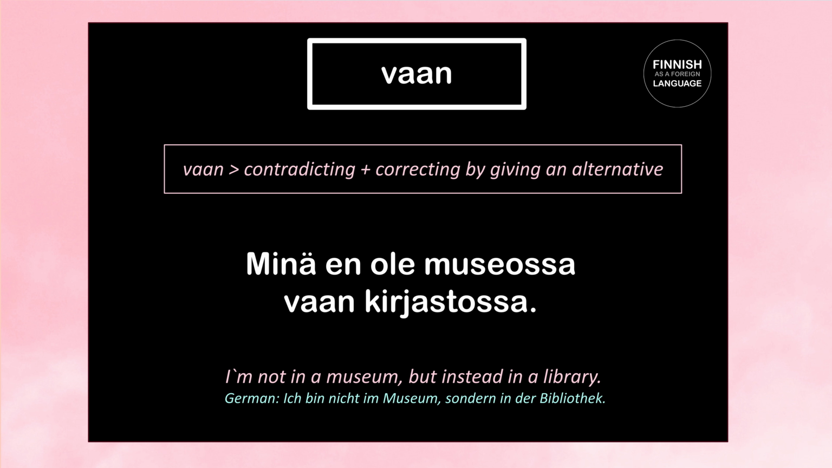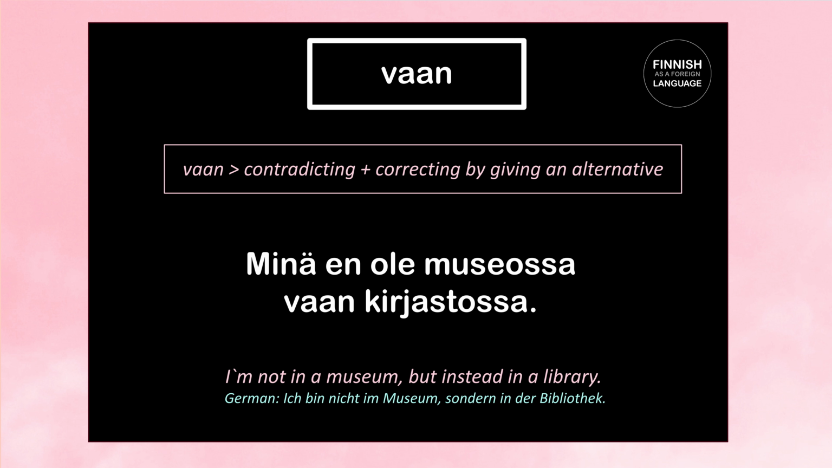Minä en ole means I'm not. It's the negative first person singular present tense of the verb olla, which means to be. Museossa is the inessive case of museo, which means museum. Vaan here works as our conjunction, meaning but instead or but rather. And kirjastossa means in the library, it's the inessive case of kirjasto. Minä en ole museossa, vaan kirjastossa. I'm not in a museum, but in a library.